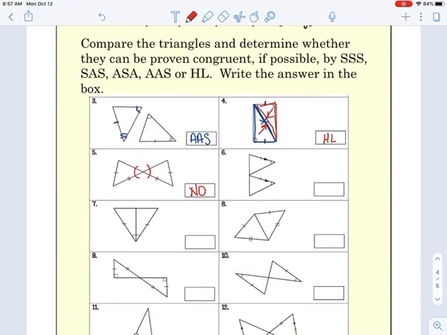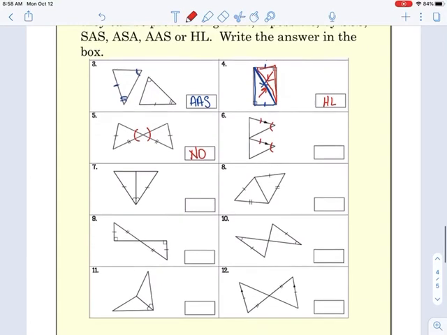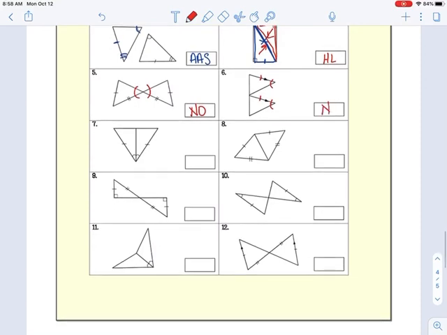Okay, for number 6, I have one pair of sides and one angle that's congruent. I have no vertical angles in that picture, and they share no common side or no common angle. So these cannot be proved congruent by what's given.